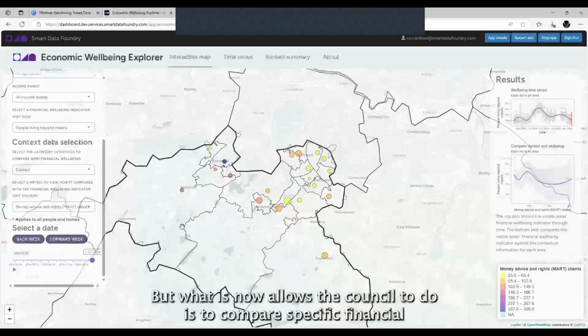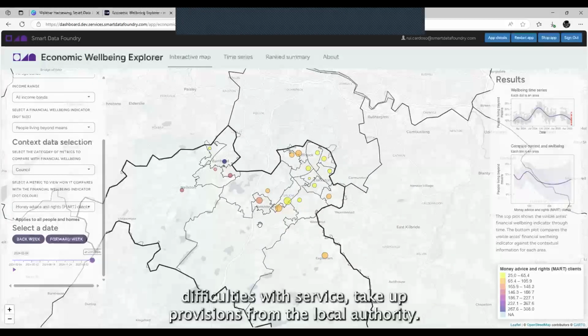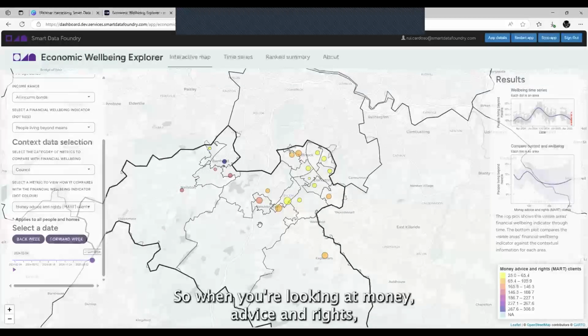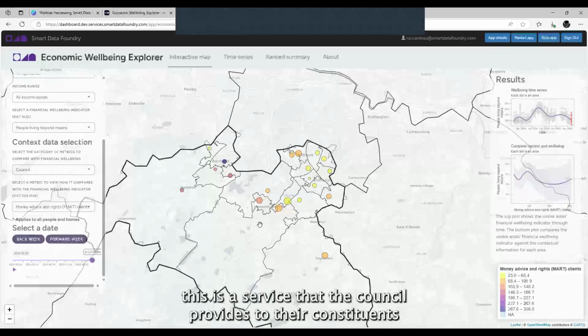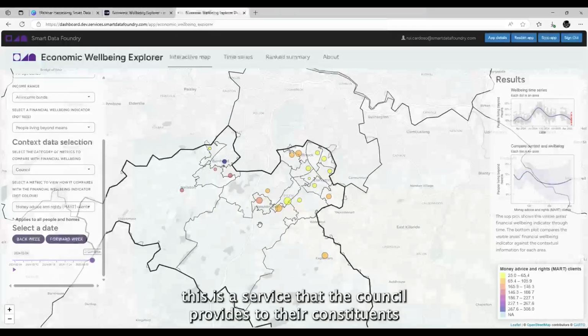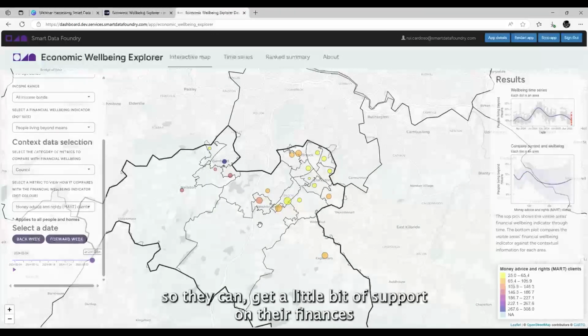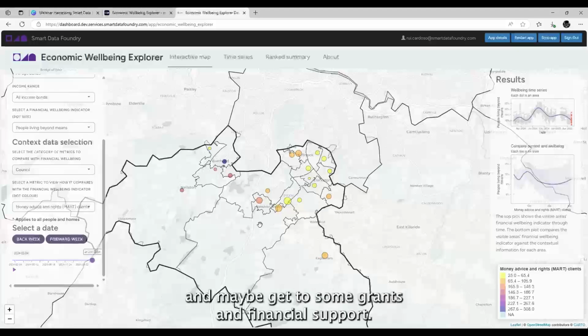But what this now allows the council to do is to compare specific financial difficulties with service take-up provisions from the local authorities. So when you're looking at money advice and rights, this is a service that the council provides to their constituents so they can get a little bit of support on their finances and maybe get to some grants and financial support.